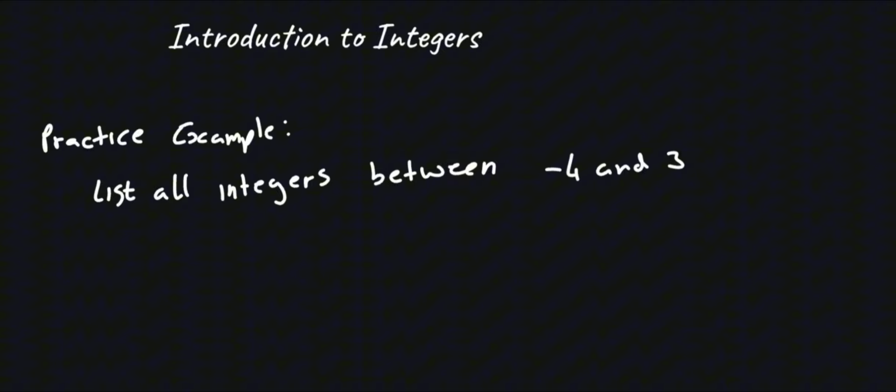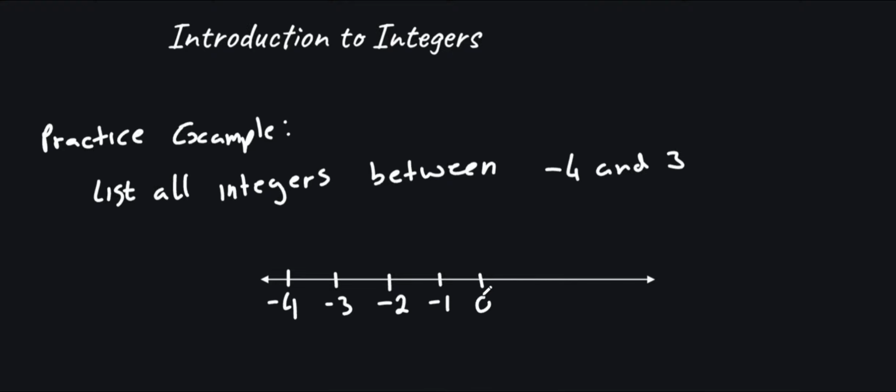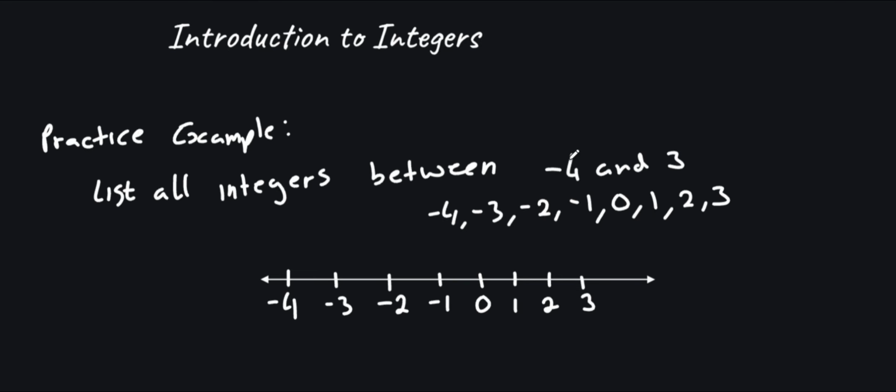Here's another example. List all integers between -4 and 3. It's always easiest to draw the number line. We're starting from -4 and we're going to 3. So let's start with -4 here, and then what comes next? -3, -2, -1, 0, 1, 2, and 3. So these are all the numbers from -4 to 3. And if you had to list them down, it would just be -4, -3, -2, -1, 0, 1, 2, and 3. And this would be your answer.